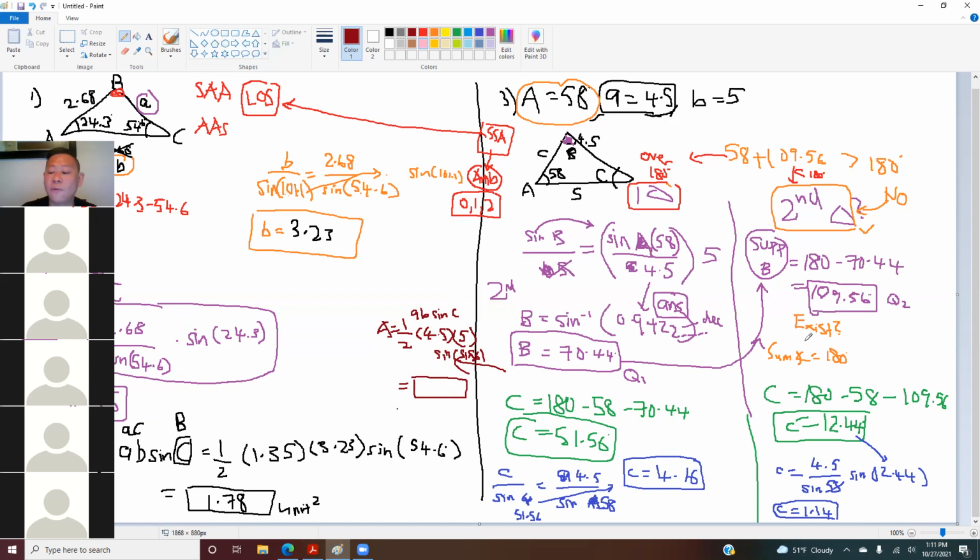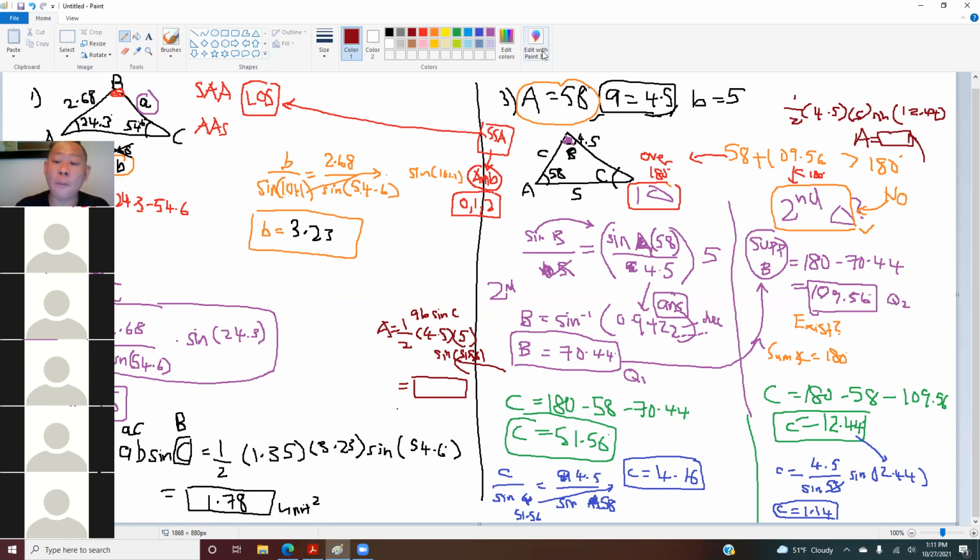And you do the same thing for the other area, which is again 1/2 times your A, which is 4.5, your B is 5, and your angle C in this case is 12.44. So yes, you got two different areas. Since you got two different triangles, you definitely have two different areas. I think you guys managed to find this. This is easy using your calculators.